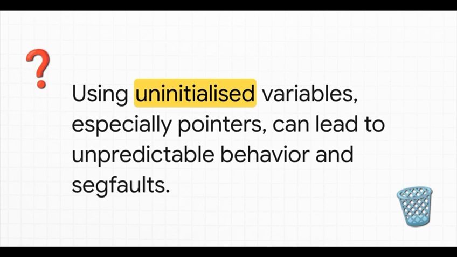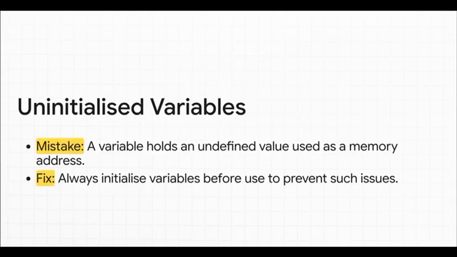All right, coming in at number 4 is a particularly sneaky one, using a variable, especially a pointer, that you never gave a starting value to. Here's the deal. When you declare a pointer but don't initialize it, it's not empty. It's actually holding whatever random garbage value was already sitting in that bit of memory.